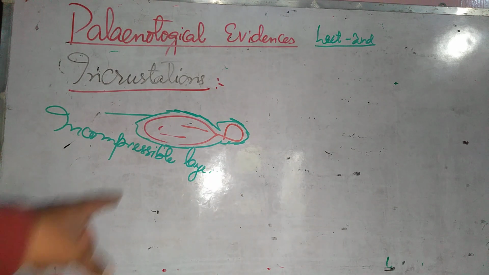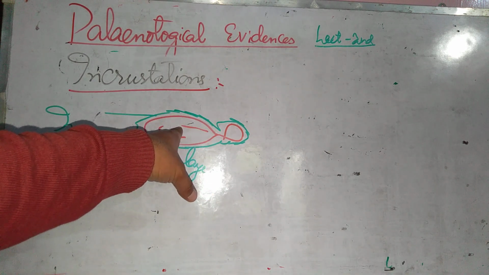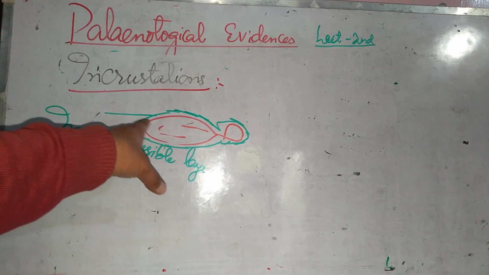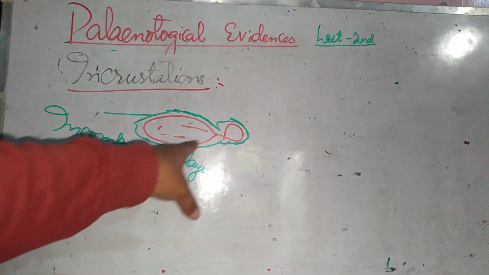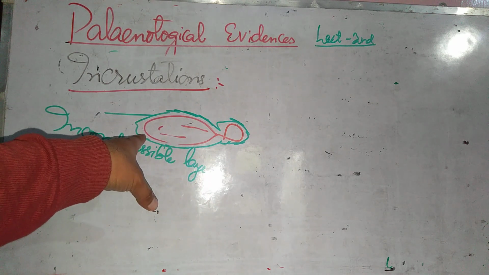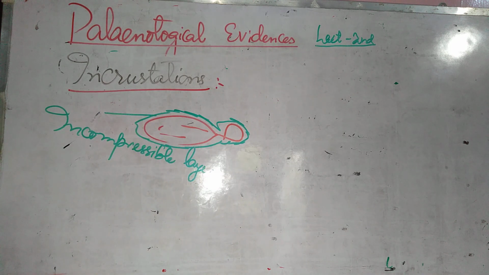So an incompressible layer gets deposited over this organic matter of an animal. This is the animal which contains the organic matter, or any plant which contains the organic matter. An incompressible layer gets deposited over here, over the surface of this organism, and as a result, this type of fossil gets preserved, and we call this type of fossil as the incrustation.